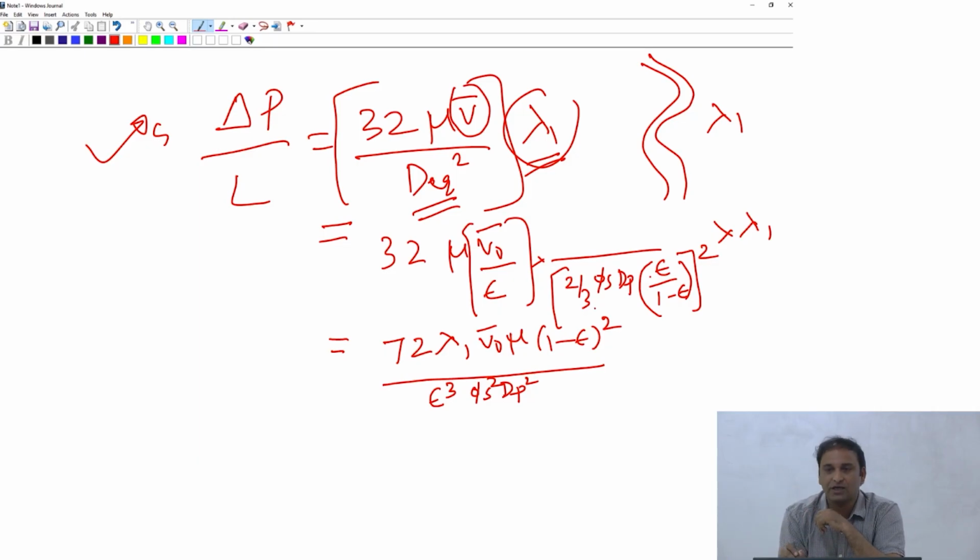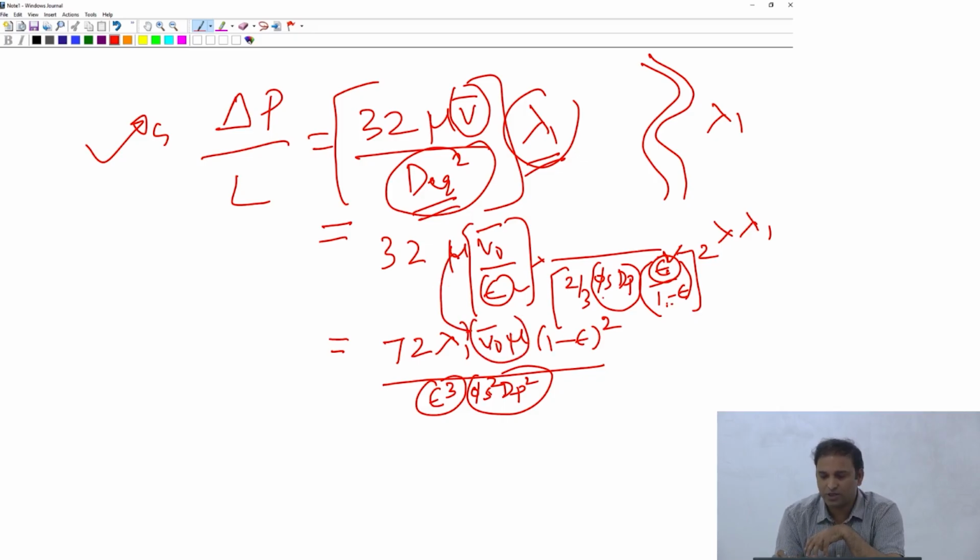All that you've done is simplify it further. You substituted for D equivalent in terms of 2 by 3 phi s dp into epsilon divided by 1 minus epsilon, squared. Because you have one epsilon squared here and one epsilon here, you have epsilon cube in the denominator, and of course phi s square into dp square. Mu and V naught bar come from here, and (1 minus epsilon) square comes because you have 1 minus epsilon in the denominator. If you work it out, that's your 72 times lambda 1.